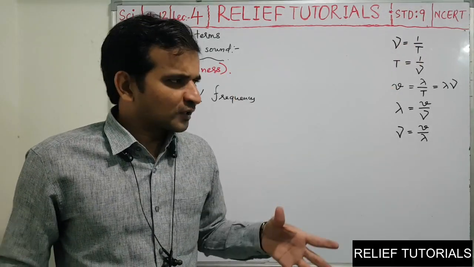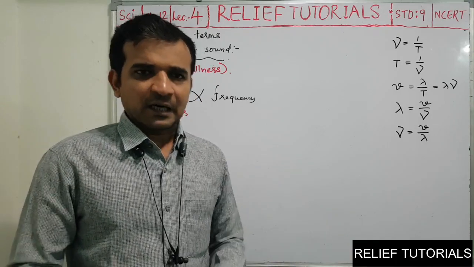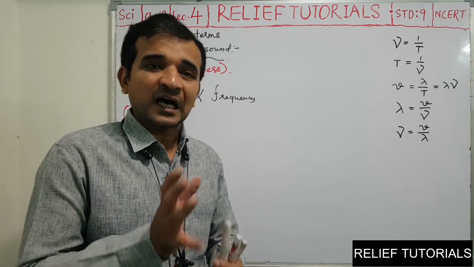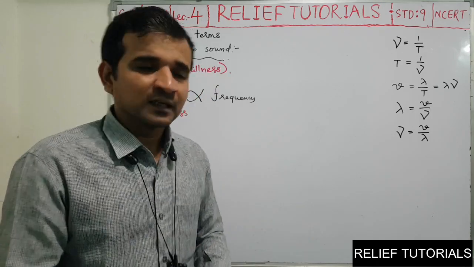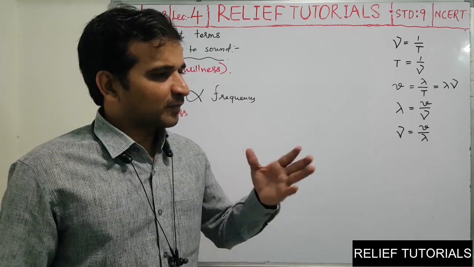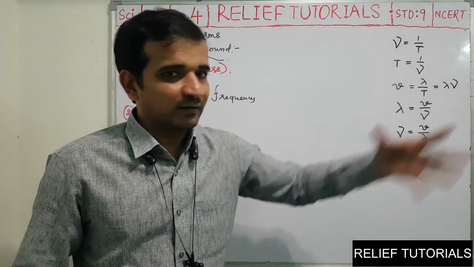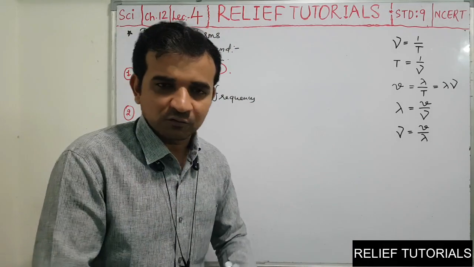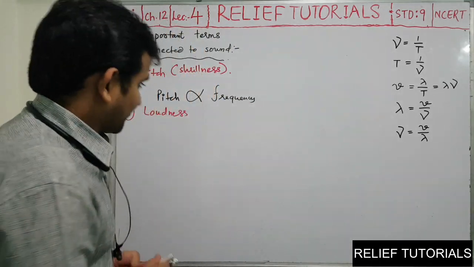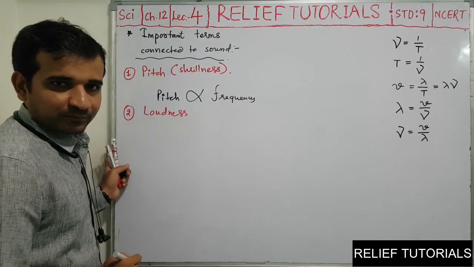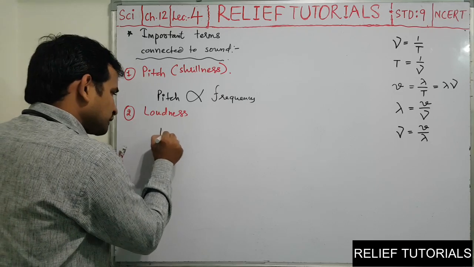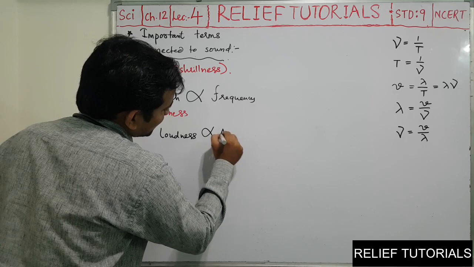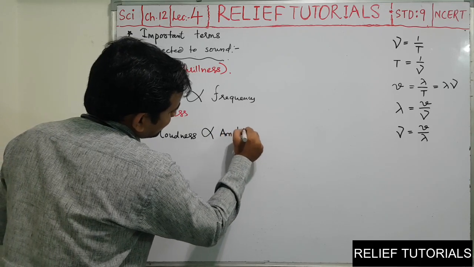Normally boys and men have a very loud sound. Girls and ladies normally have a high pitch sound. They can scream very well, and normally boys and men can speak loudly very well, because they can apply more force to the molecules present around in the air. So loudness depends on which quality? Loudness is directly proportional to amplitude.